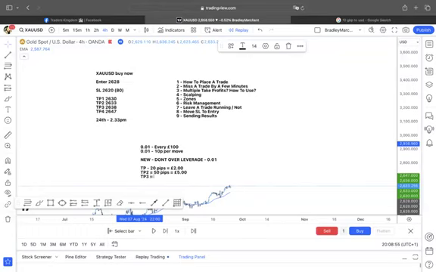TP3 equals 100 pips, which would be £10. And then you've got TP4, which would have been 190 pips, which would have been £19.